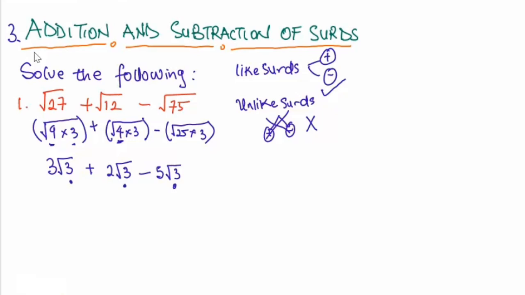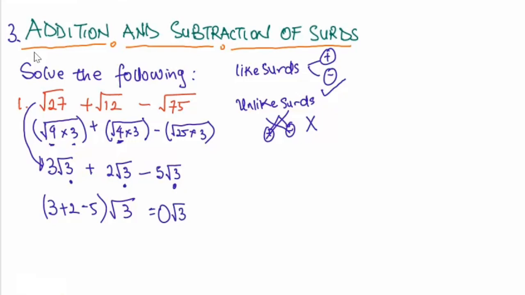So because they are the same, we cannot add and subtract them. So we've moved this surd from this unlike form to this like form. So now we have, on the outer part, 3 plus 2 minus 5, and then root 3 is outside. So 3 plus 2 is 5. Then 5 minus 5 is 0. So we have 0 root 3.